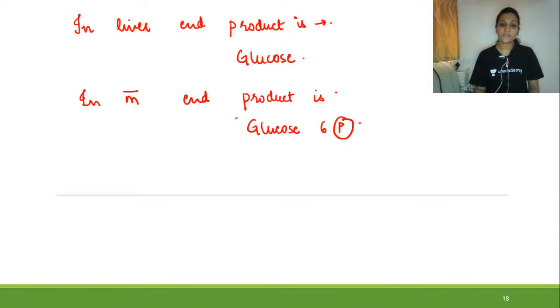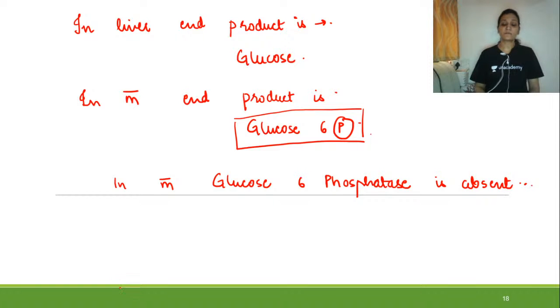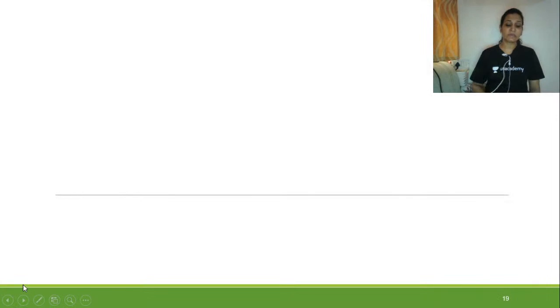And why is this glucose 6 phosphate the end product in muscles? Because in muscles, glucose 6 phosphatase is absent, right? Understood? Now talking about the actual process of metabolism.